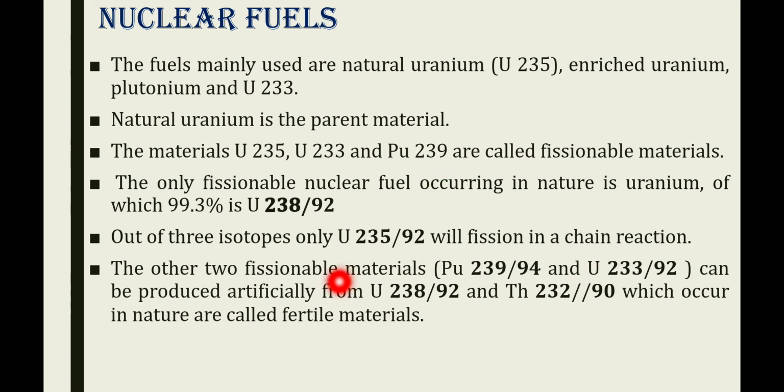So the materials from which these are artificially produced are called what? Fertile materials. Don't get confused between fissile materials and fertile materials. Fertile materials mean we have artificially produced fissile materials from them. Which are those? Plutonium-239/94 as well as uranium-233/92 are produced from the fertile materials, that is uranium-238/92 as well as thorium-232/90. So these materials are called fertile materials.